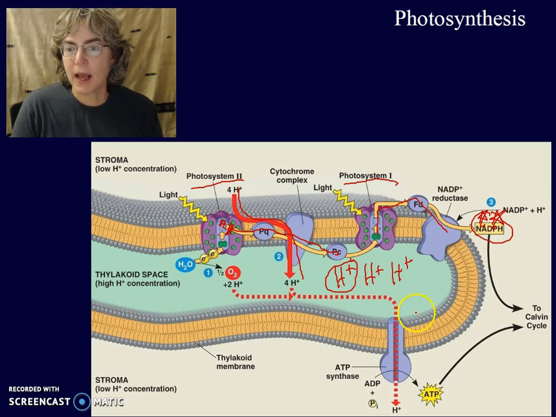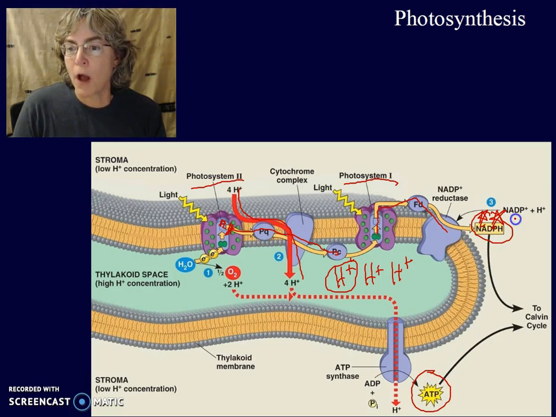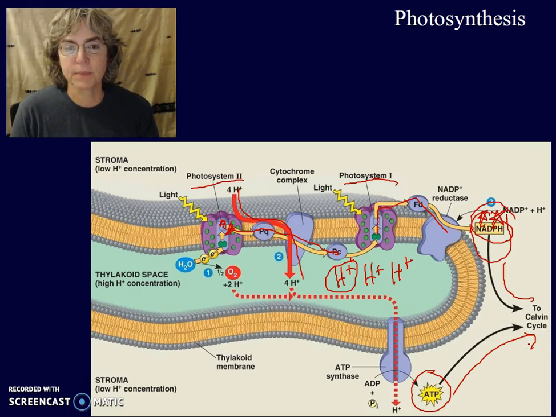And ATP synthase, using the hydrogen ion concentration gradient, makes a little bit of ATP. Now this ATP is not enough for all the metabolism that needs to happen, all the work that needs to be done inside the cell. But a lot of the energy is right here in this molecule. So these molecules now go to the Calvin cycle.